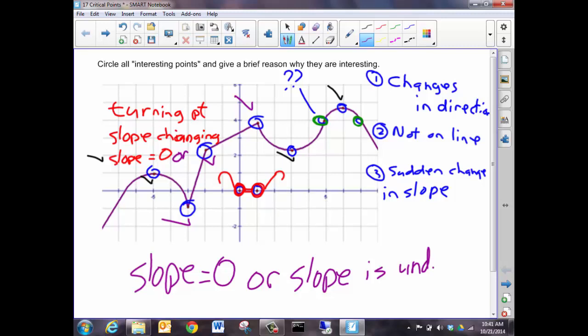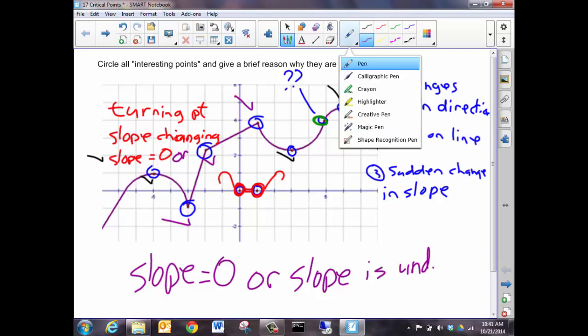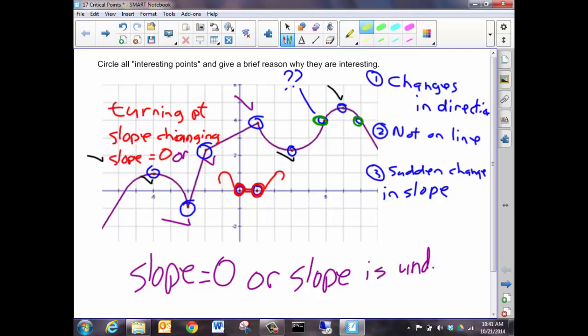Now, I want you to tell me something else. Let's see if we can get there. I think y'all can. I'm going to highlight some of these points. Boom, boom, boom, boom, boom. Look at those points. Those are all interesting points. They're all points where the slope is either 0 or undefined.